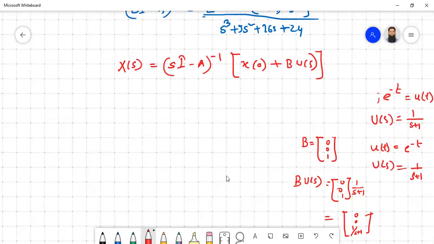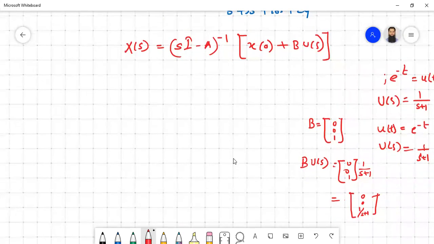Okay. So before keeping that value, we just try to figure out what is the magnitude of this portion. Then we already know the adjoint and the determinant, so we can do the simplification.